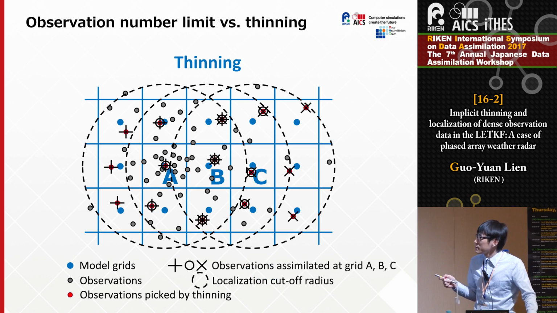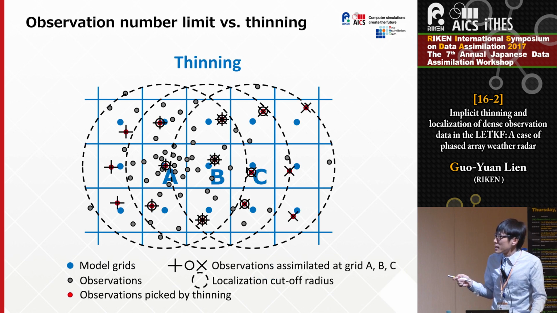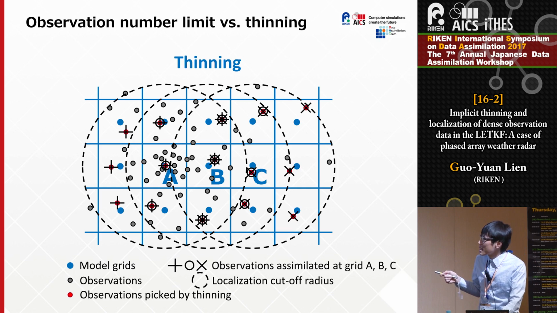So in the LETKF, we define some localization radius. For these three grid points, A, B, and C, the observations assimilated are the ones marked by the cross sign, the circle sign, and the plus sign, respectively. So actually, some observations are used in different grids.